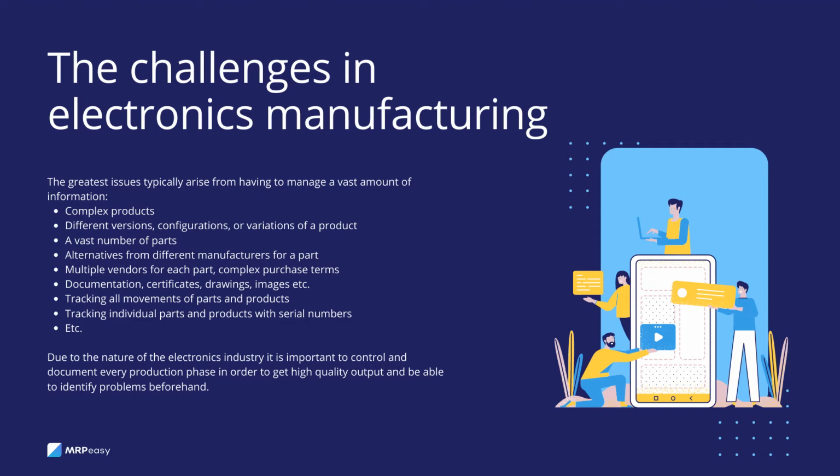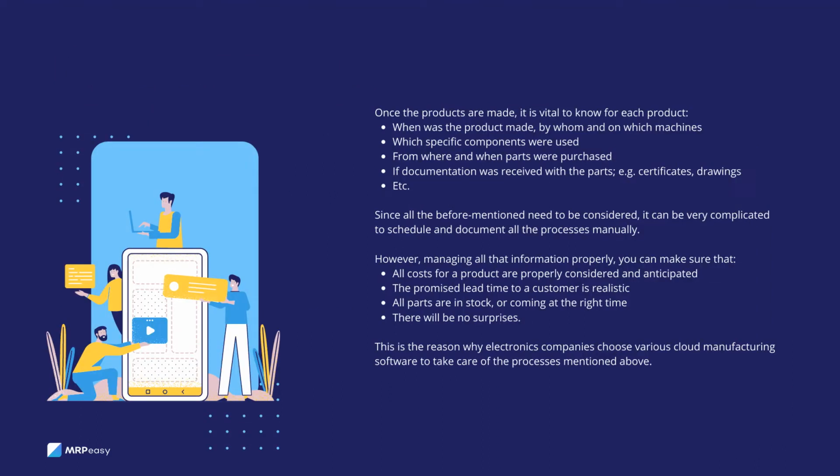Due to the nature of the electronics industry, it is important to control and document every production phase in order to get high-quality output and be able to identify problems beforehand. Once the products are made, it is vital to know for each product when it was made, by whom, and on which machines, which specific components were used, from where and when parts were purchased, and if documentation was received with the parts, e.g., certificates, drawings, etc.